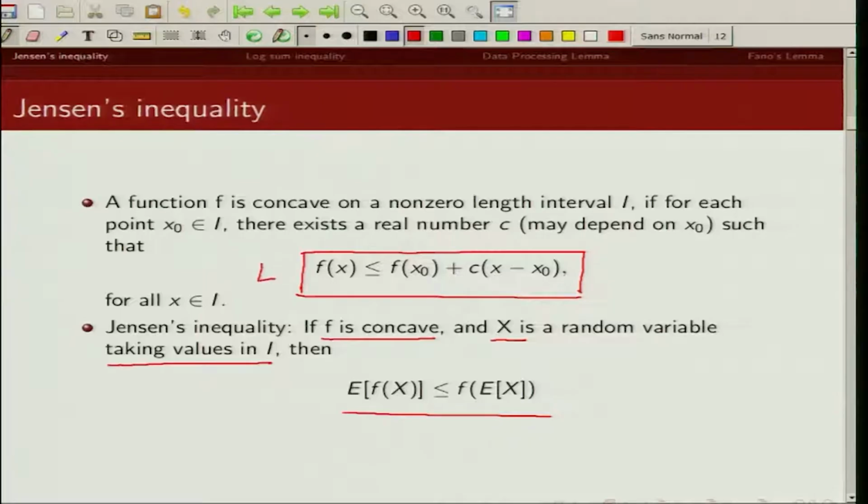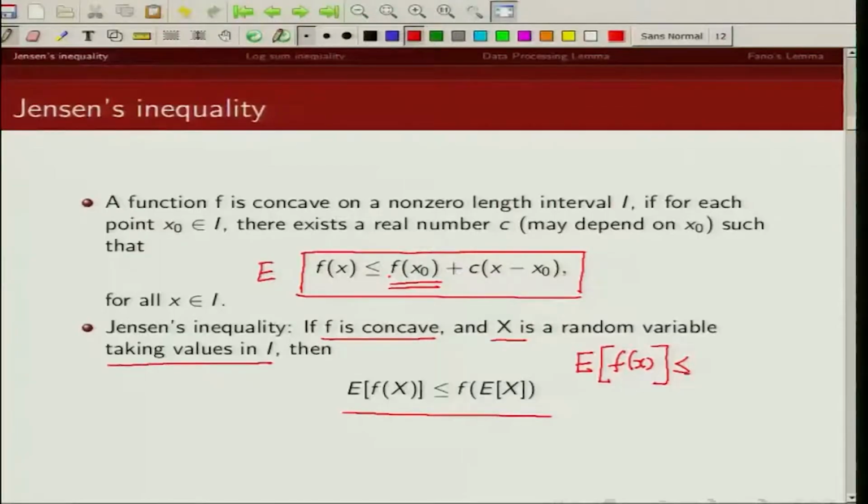So if I take expectation on both sides, what do I get? Expected value of f of x is less than or equal to expected value of f of x naught. Now what is f of x naught? x naught is a number in the interval over which this function is concave. So expected value of f of x naught will be f of x naught plus c times expected value of x minus x naught.